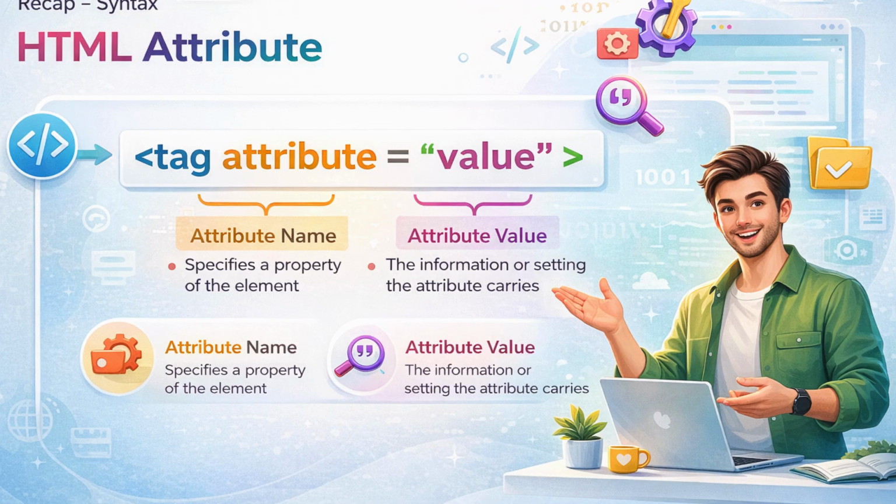So think of it like this. Attribute name is the label, and value is the data you give to it. Once you understand this, you can control how elements behave and display on your web page. Simple, powerful, and super important.